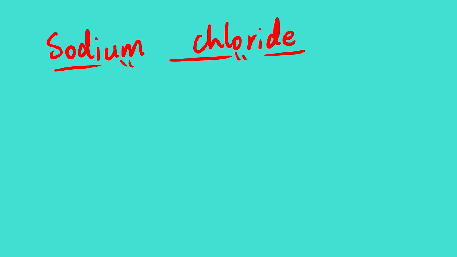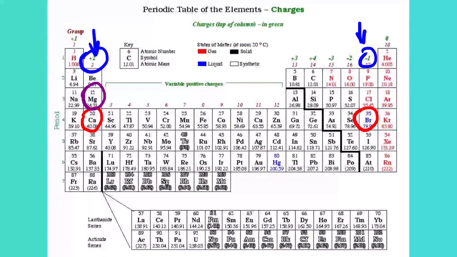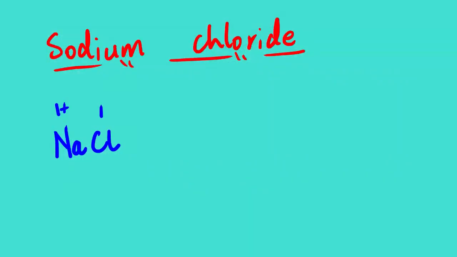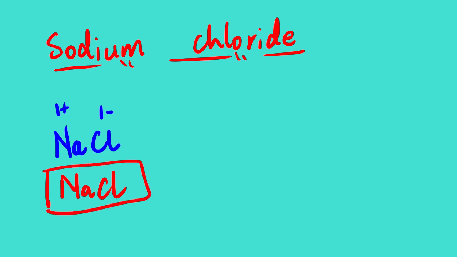Now sodium, we know the symbol is Na. Chloride comes from chlorine, so we have Cl. Looking at the periodic table, actually the oxidation numbers I meant, you can see that sodium is in group number 1, so it has 1+. Then chlorine is in group number 7, so it has 1-. So that means we are going to have 1+ and 1-. Now we can just cross multiply. We can see that the molecular formula will be sodium chloride, NaCl. I hope you got this one correct.